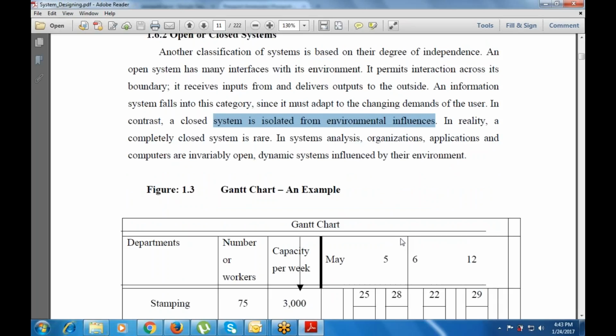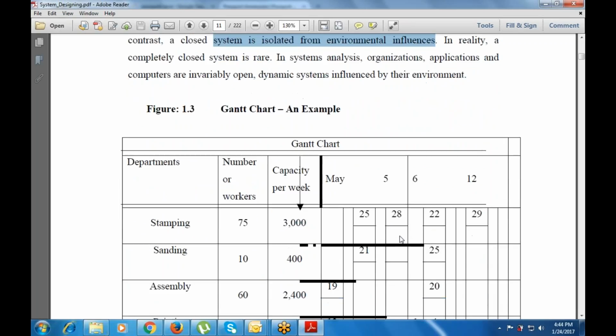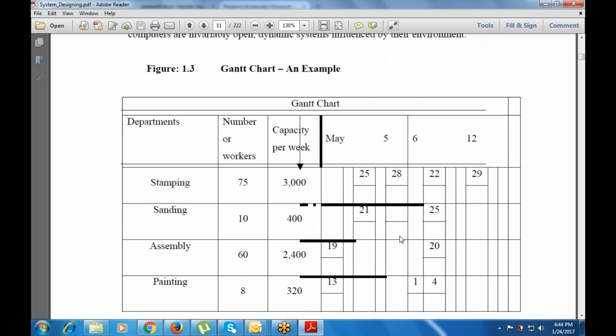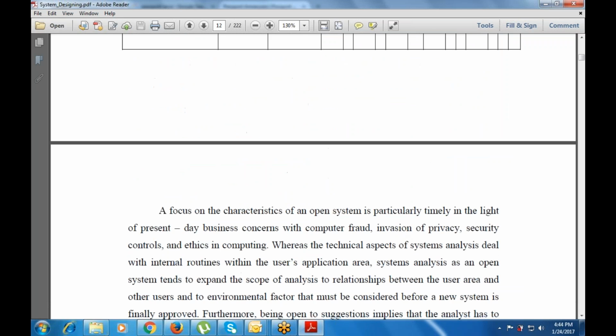Now, when we talk about the Gantt chart, there are multiple departments that are used with the Gantt chart. This shows the number of workers in stamping, sanding, assembly, and painting.